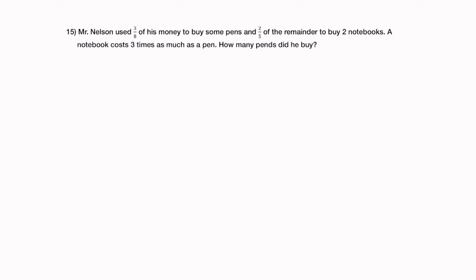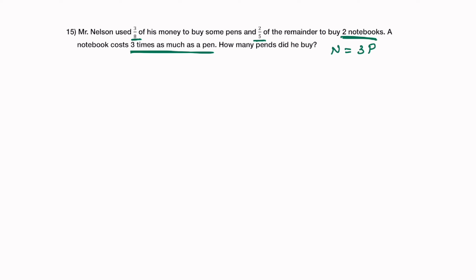Mr. Nelson used 3/8 of his money to buy some pens. Okay, 3/8 for pens. And 2/5 of the remainder to buy 2 notebooks. So how many notebooks? It's 2, it's given. A notebook costs 3 times as much as a pen. So, this is an important piece of information. So, to buy one notebook, you need the money that's 3 times the cost for the pen. Okay? How many pens did he buy?